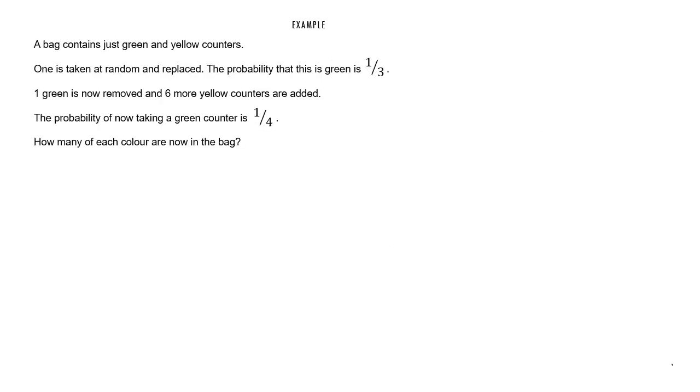This is quite a challenging question. Might be worth taking time to pause the video and just having a read through it. So we're told we've got green and yellow counters, so mutually exclusive, exhaustive events. One's taken at random and replaced back in the bag, and the probability it's green is 1/3.